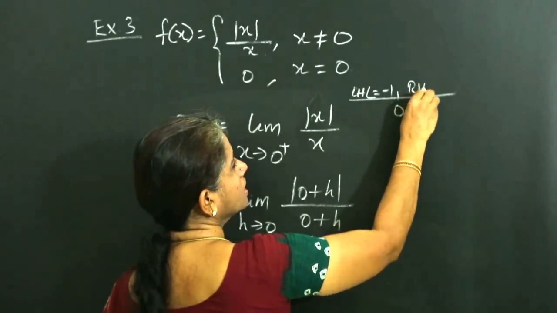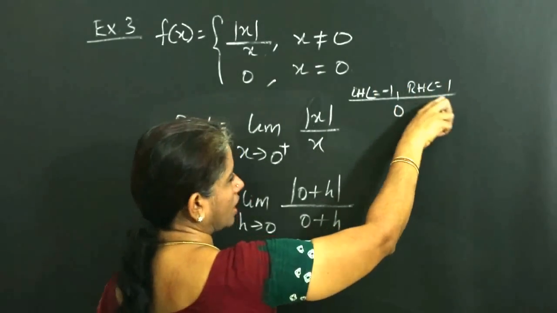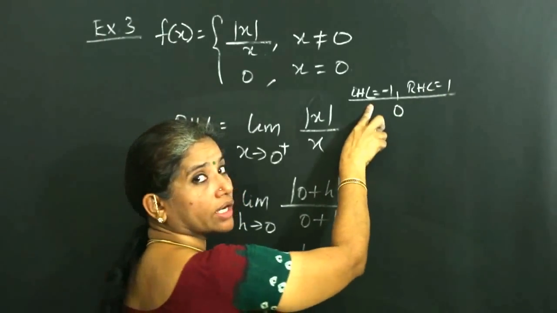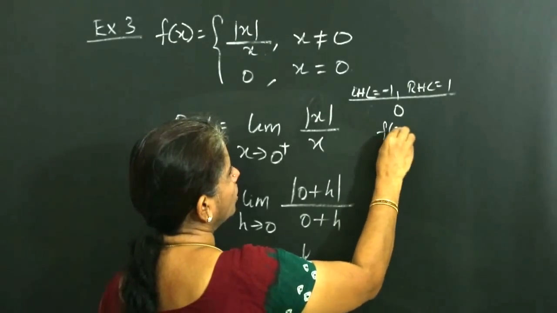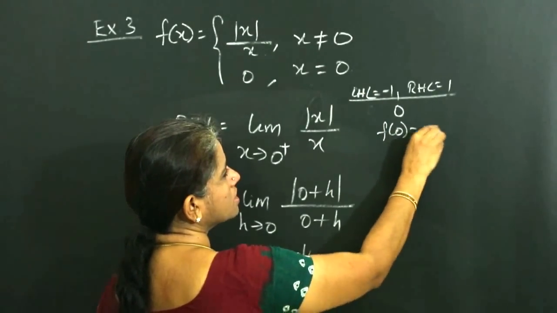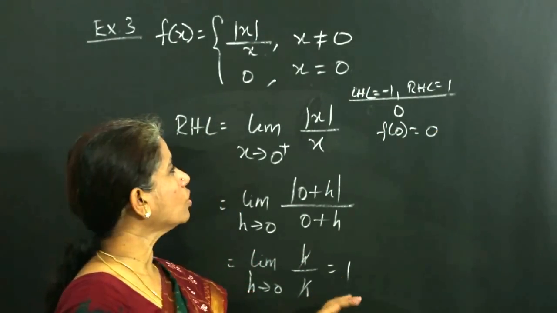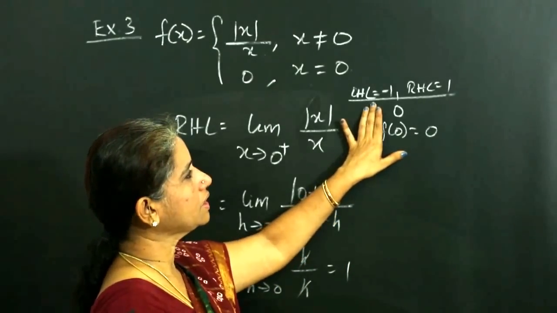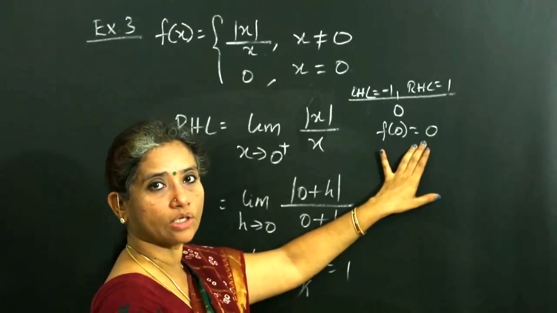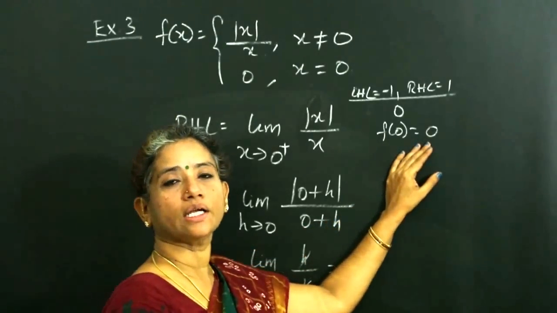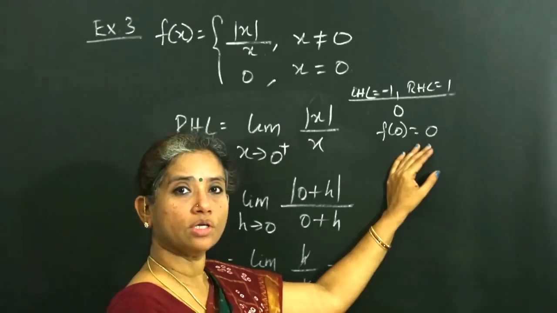So what is your right hand limit? Your right hand limit is equal to 1, which is not equal to the left hand limit. But when you check f of 0, you can see from the definition, this is equal to 0. So you understand, left hand limit is not equal to right hand limit, as well as that is not equal to f of 0. Therefore, the function is discontinuous at x equal to 0.